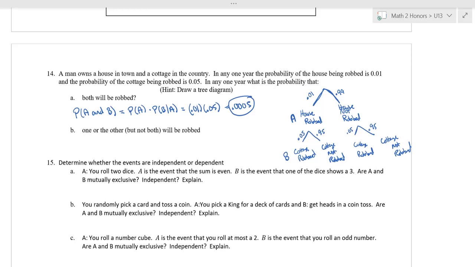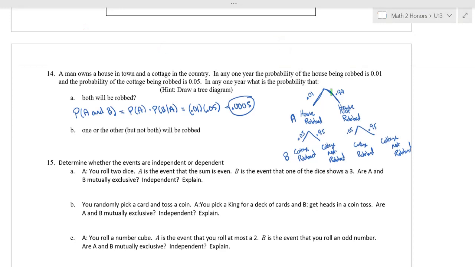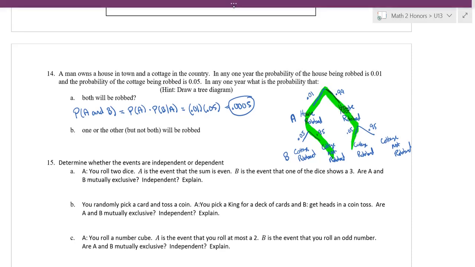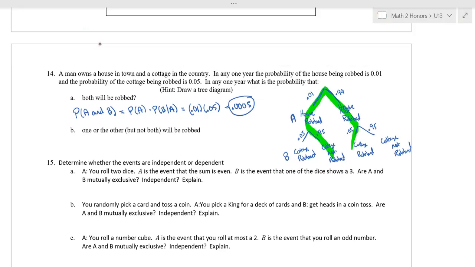Part B says, what's the probability one or the other, but not both, will be robbed? And so I'm going to highlight those paths. So we can have the house robbed, but then the cottage not. Or we can have the house not, but the cottage is robbed. Okay? So, not robbed, I'm going to say NA, so not A. And cottage not robbed, B, not B.